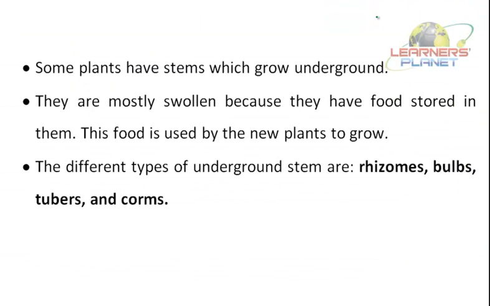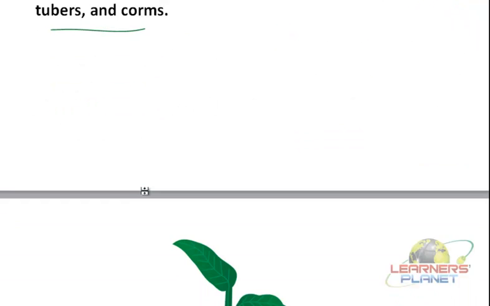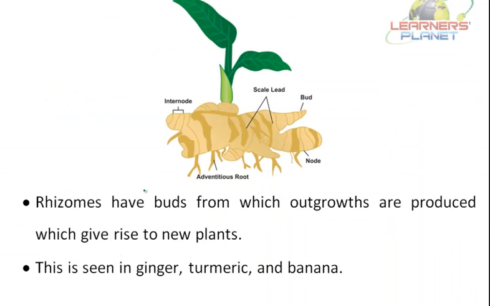There are other plants too, like there are some plants which have stems which grow underground. They are mostly swollen because they have food stored in them, and this food is used by the new plants to grow. So the different types of underground stem are rhizomes, bulbs, tubers, and corms. So let us discuss about these different types of underground stem. Yes, here you can see the beautiful picture of ginger, rhizome of ginger.